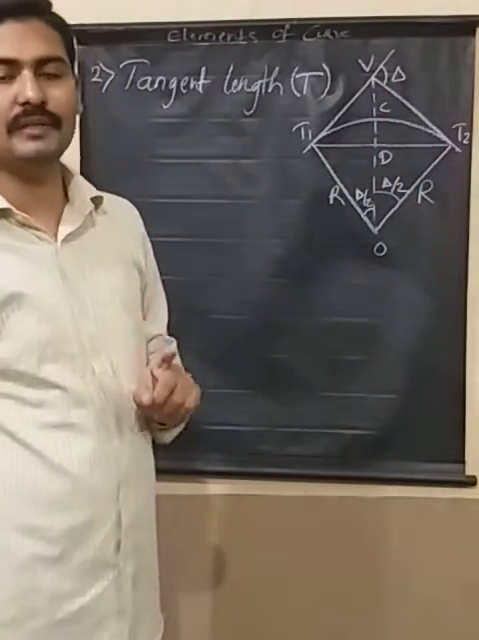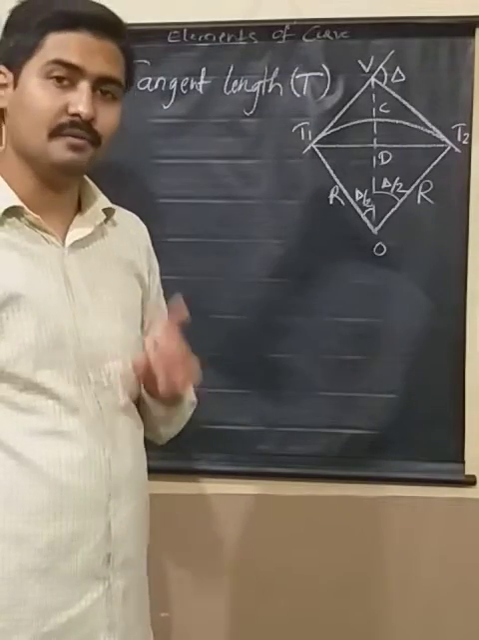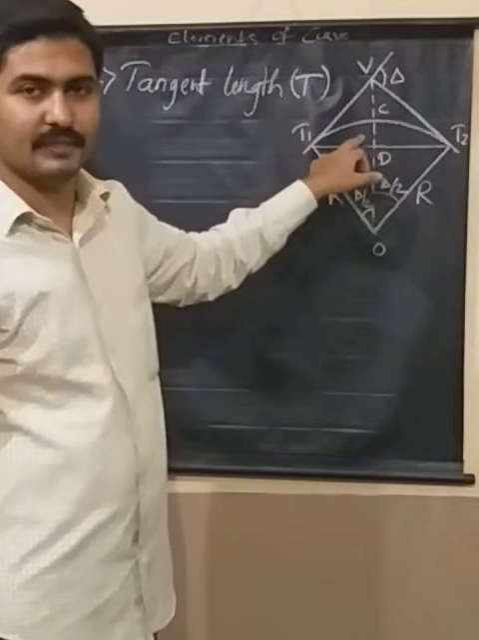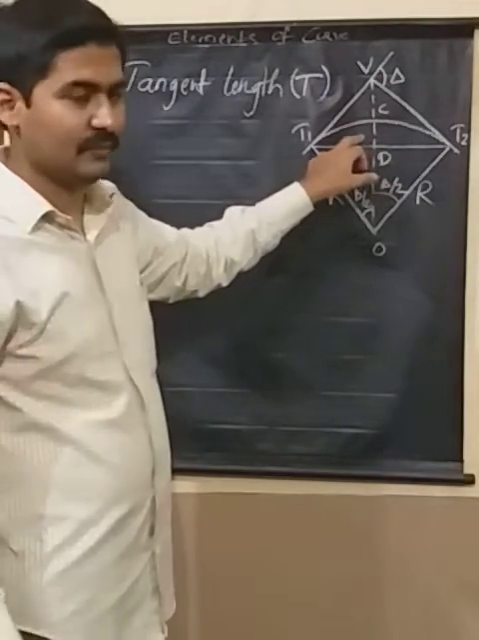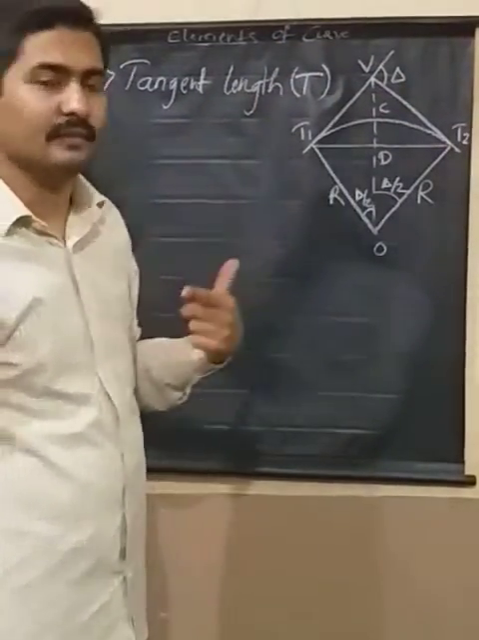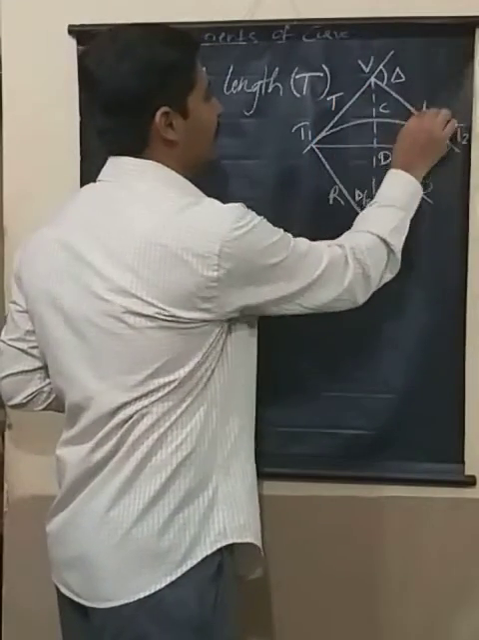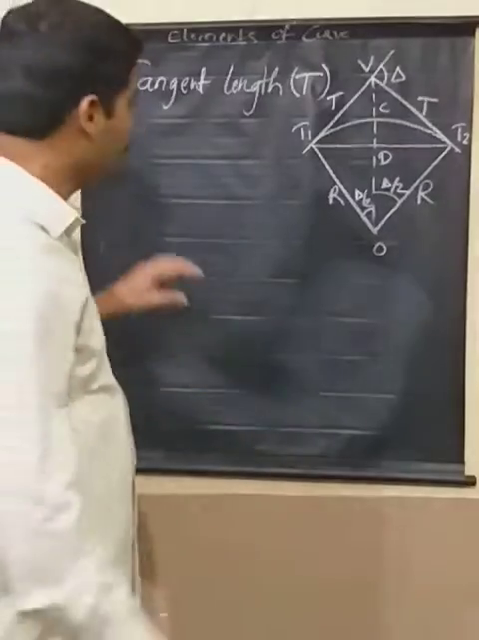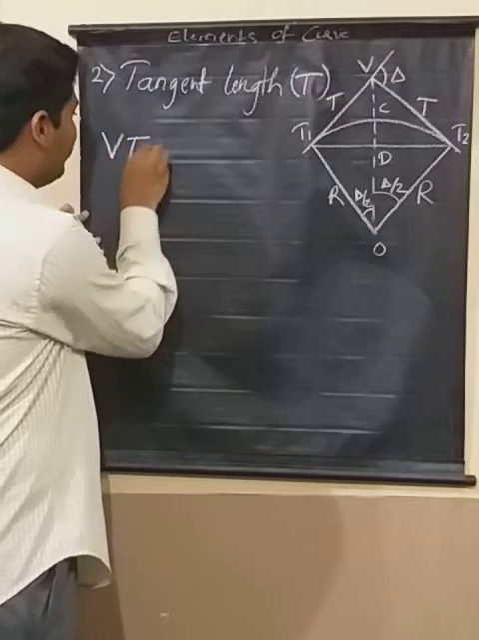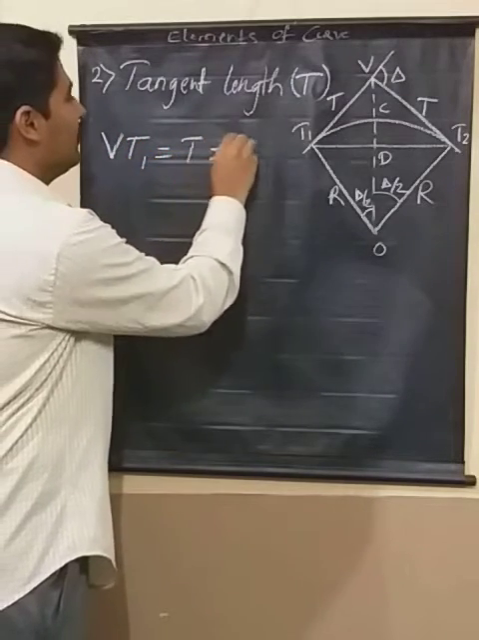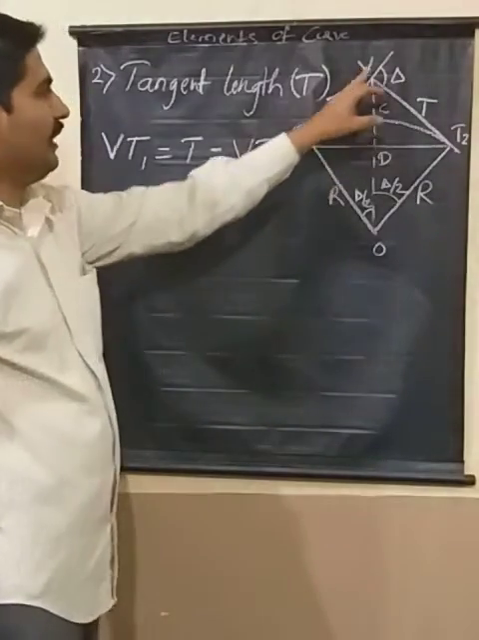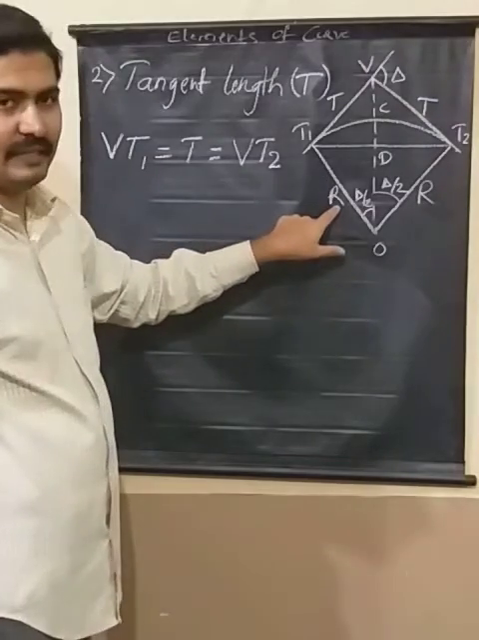In a simple circular curve, both the tangents will have the same length. Remember, a simple curve means it is a curve which will have only one radius, right? So in a simple circular curve, both the tangents will have the same length. That is why if this is T, this will also be T. Please remember this. Now I am going to find the expression for the tangent length VT1, which is equal to T, which is equal to VT2. Clear?